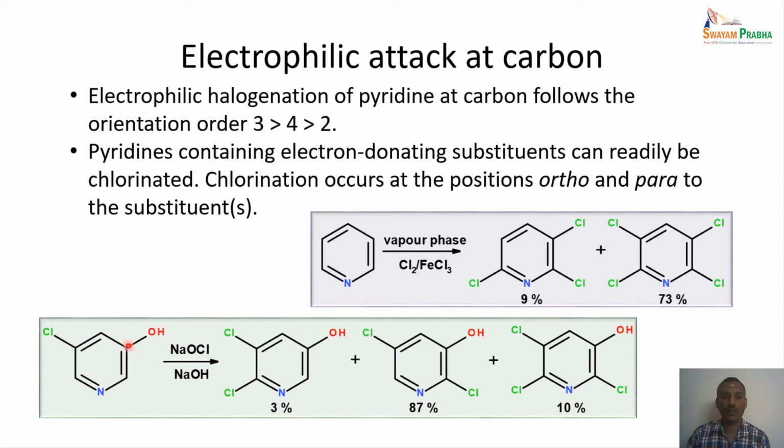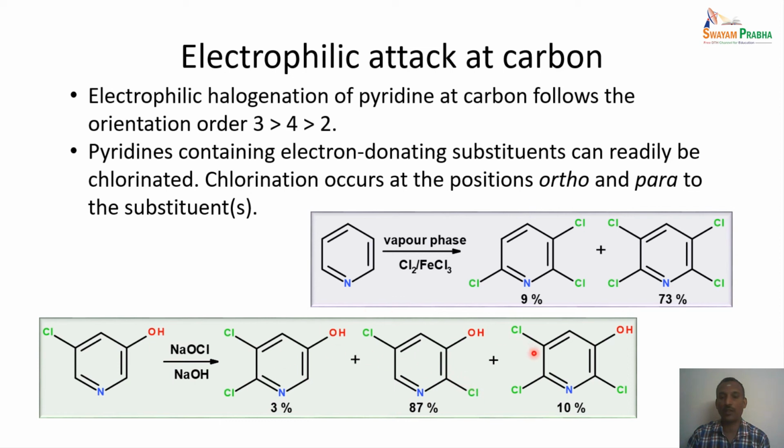When we have the hydroxy derivative, which has an electron donating substituent present in the pyridine ring, it actually facilitates the substitution reaction very effectively. So the electrophilic substitution basically occurs ortho to the hydroxyl group. So that is what is shown here. We get an ortho hydroxy derivative to the maximum extent.